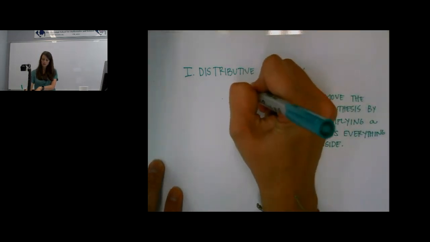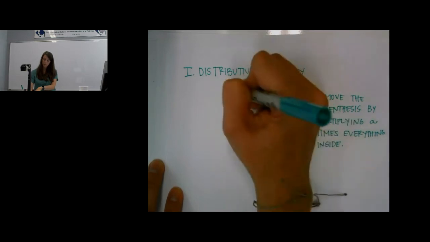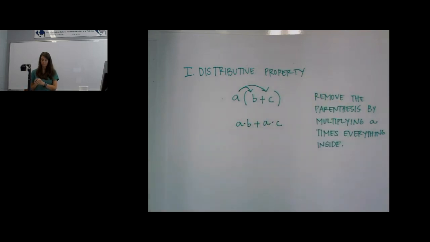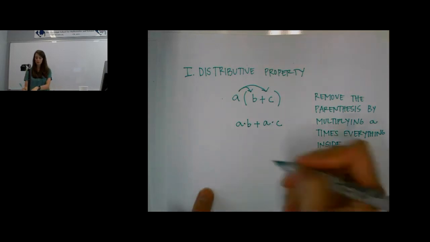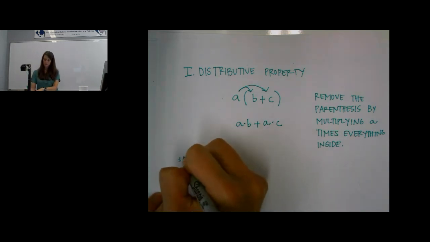So I'm going to say a times b, then plus a times c. Even if there was a minus, however many terms you have in there, you're going to multiply it times everything inside there. So let's look at some examples first.